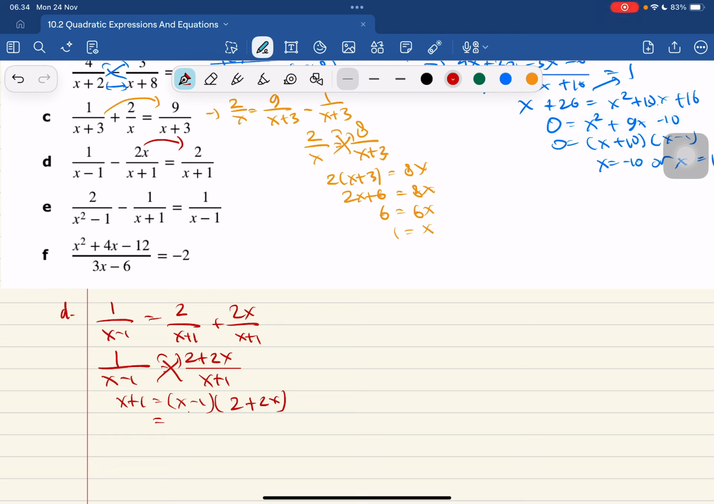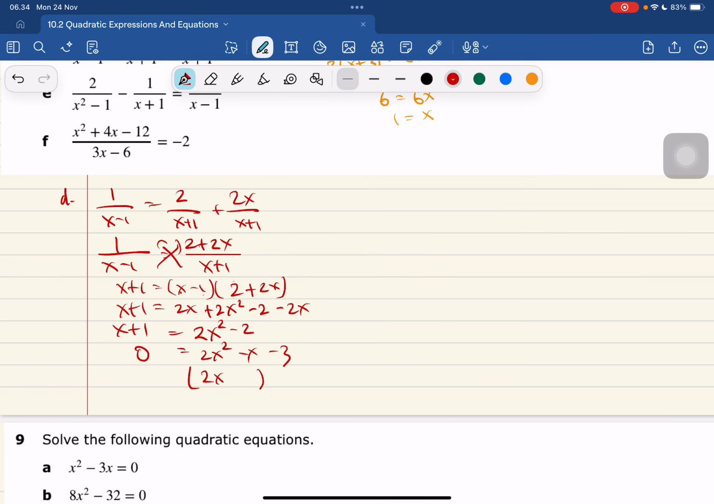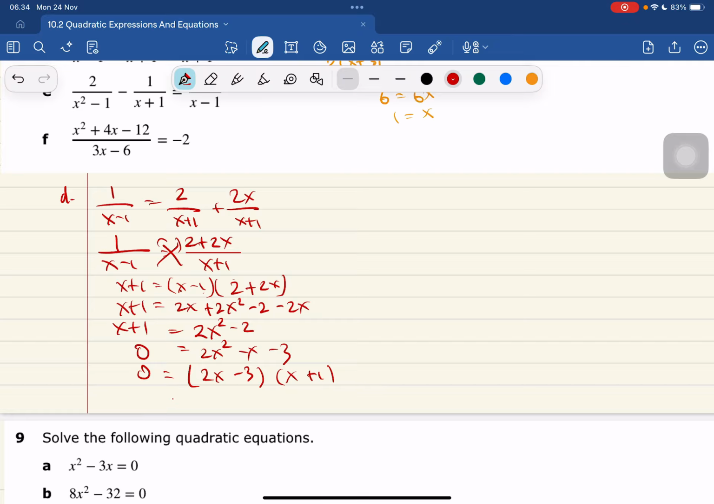So this is going to be x times 2 is 2x. x times 2x is plus 2x squared. Minus 1 times 2 is minus 2. Minus 1 times 2x is minus 2x. x plus 1. So here we simplify. It's going to be 2x squared minus 2 minus (x plus 1) equal to 0. So this is 2x squared minus x minus 3. So it's going to be (2x minus 3) and (x plus 1), equal to 0. So this will be x equal to 3 over 2 or x equal to minus 1.